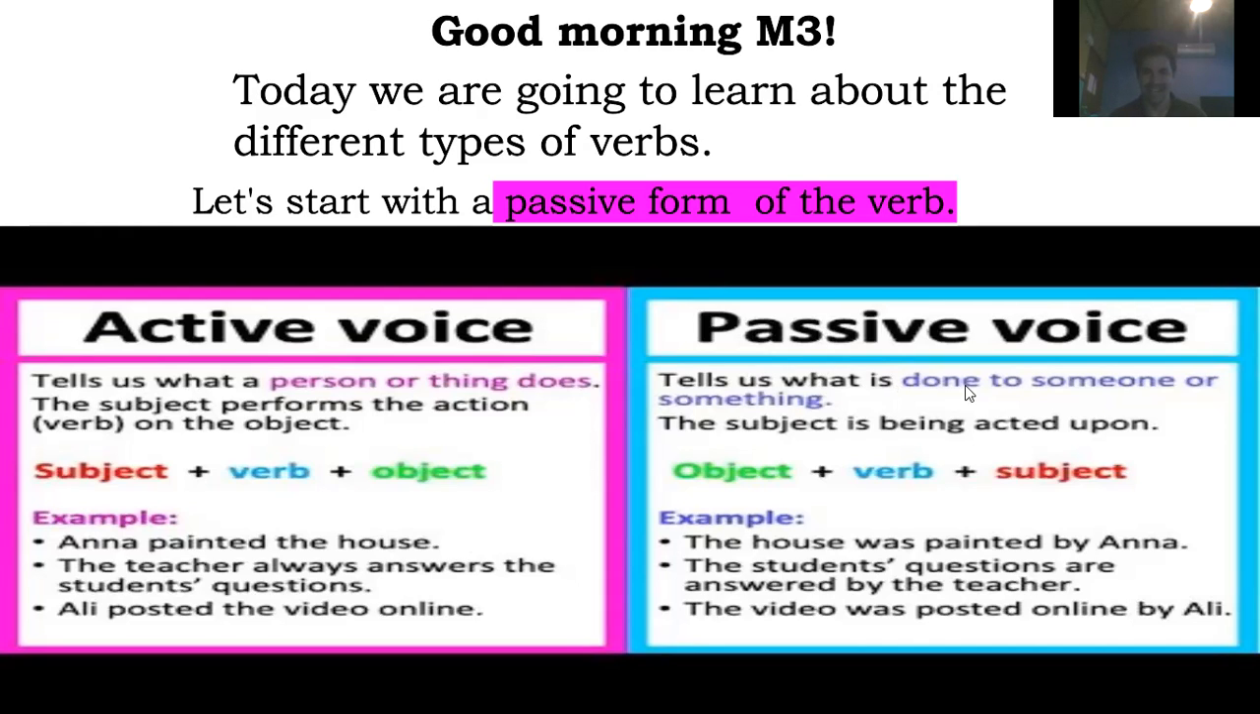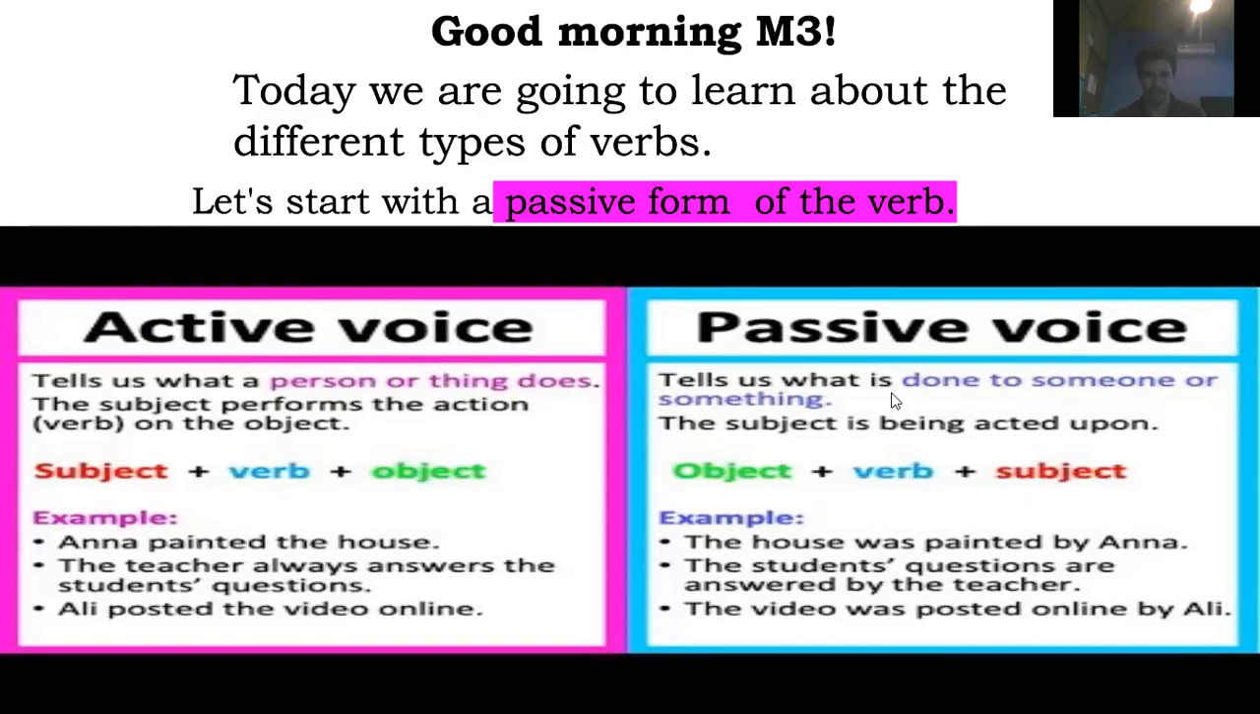It tells us what is done to someone or something. The subject is being acted upon. So you'll have object plus verb plus subject. For example, the house was painted by Anna. There we have the object, which is the house; was painted, that's the verb; and by Anna is the subject. So what is done in this sentence is that the house was painted by Anna. Object, verb, subject. That is a passive voice.